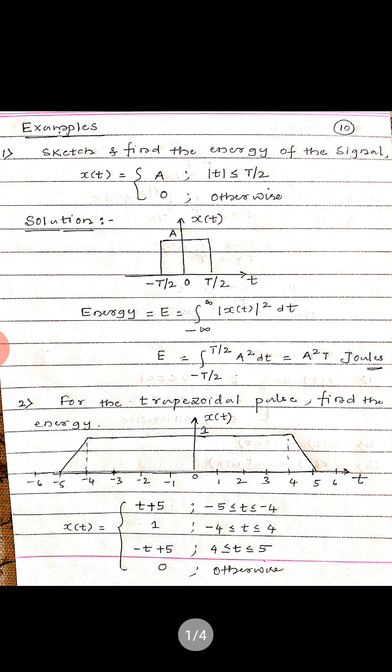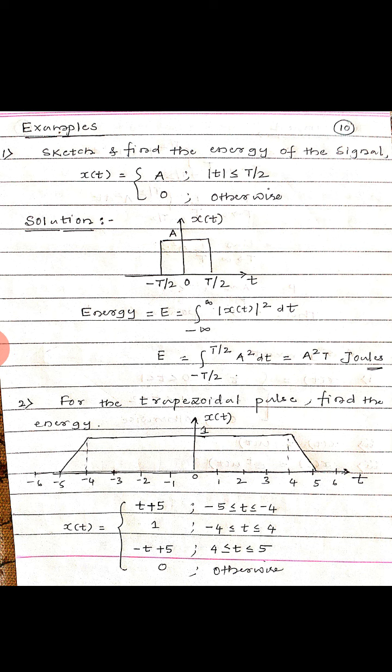So the signal x of t is equal to t plus 5 for minus 5 to minus 4, x of t is equal to 1 for minus 4 to plus 4, which is constant, and x of t is equal to minus t plus 5 for 4 to 5.